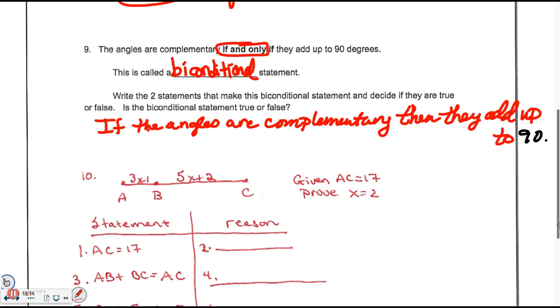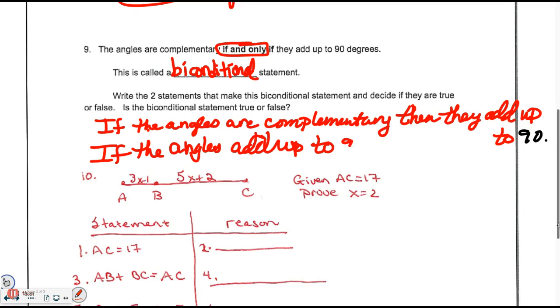Okay? So the biconditional statement has that word if and only if, and it's combining two if-then statements. If the angles are complementary, then they add up to 90. If the angles add up to 90, then they are complementary.